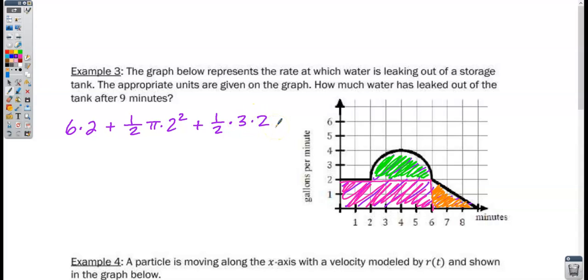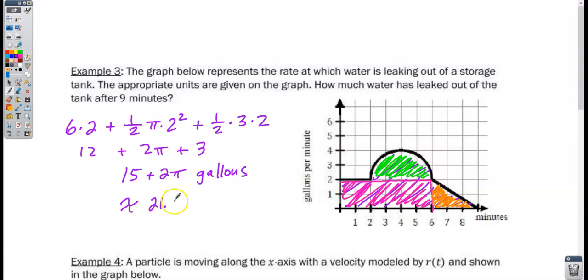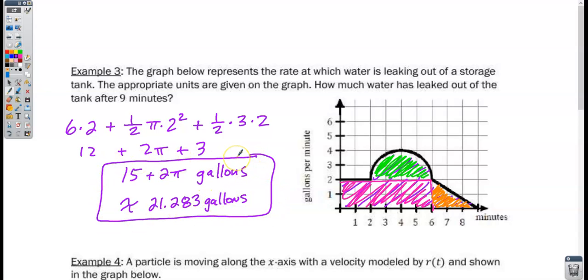And now I'm just going to go ahead and calculate all these values. That's 12 plus 2 pi plus, looks like 3. And so I get 15 plus 2 pi. And since this is gallons per minute times minutes, this is going to be measured in gallons. And if I wanted to, I could convert that over to a decimal. I already punched this up on my calculator. It's 21.283 gallons. All right. And so that's how we accumulate the change to figure out the total amount of water that has leaked out of the storage tank. We accumulate all the area underneath the curve.